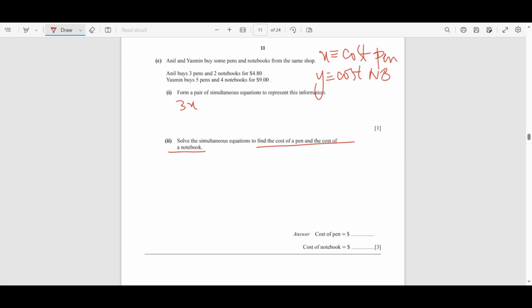And one notebook is y dollars, so 2 notebooks will be 2y dollars, and together when you add them gives you the total bill, which is 4.80. Same goes with Yasmin. She buys 5 pens, so 5x plus 4y gives you 9. You don't have to write 9.00. Right, so these are the two equations. Now, when you are going to solve this, I'm just rewriting this first.